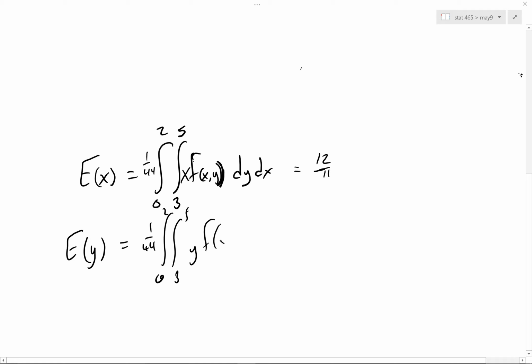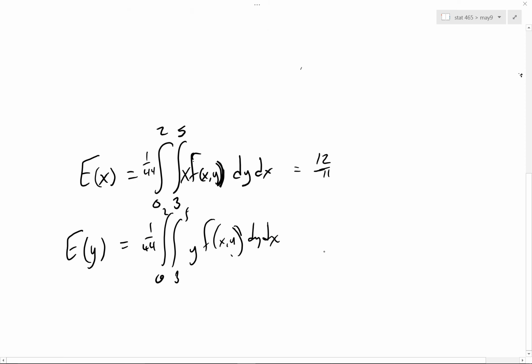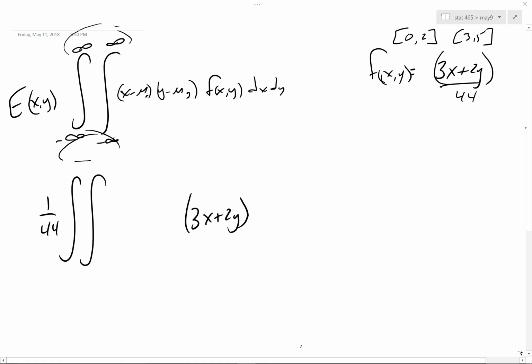The expected value of y is ditto, except y times this fella. So all I have to do is go in and change that x to a y. And I get 134/33. Okay, so back up to here.